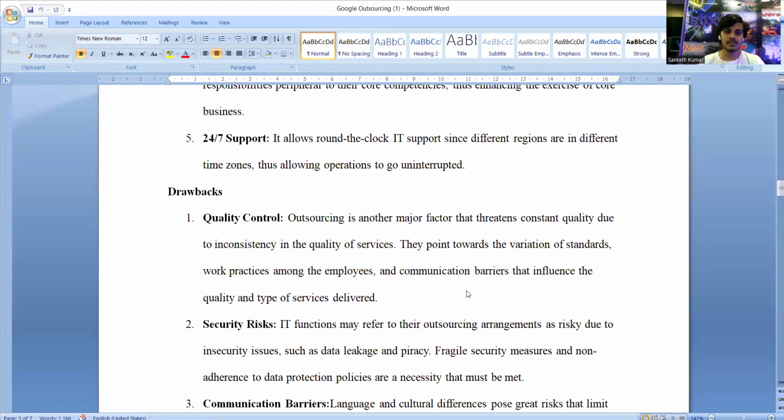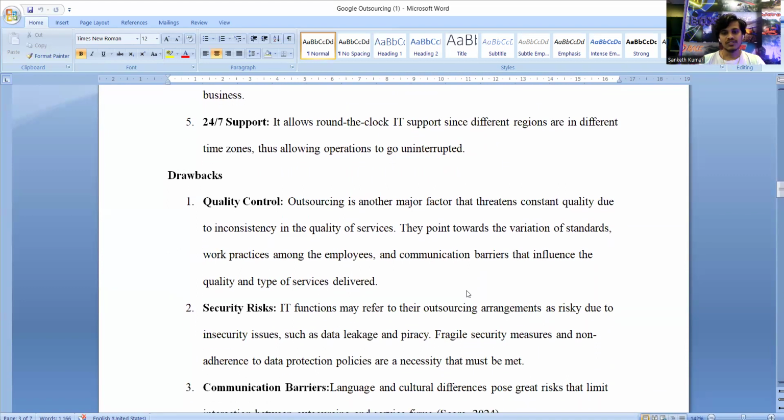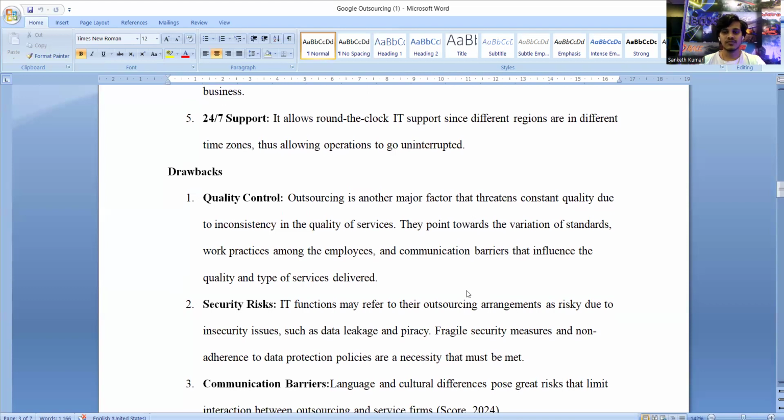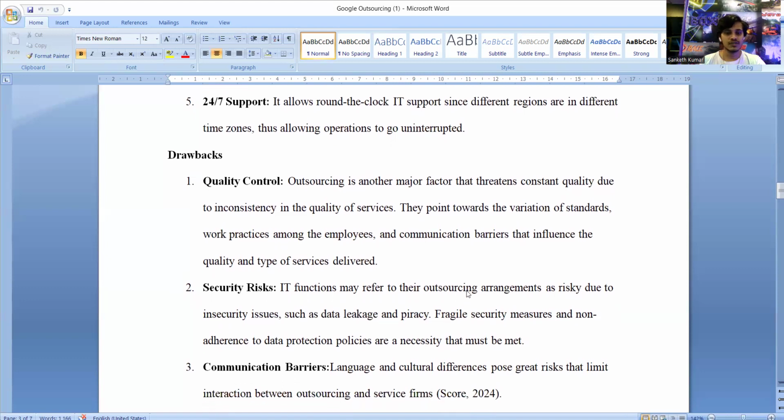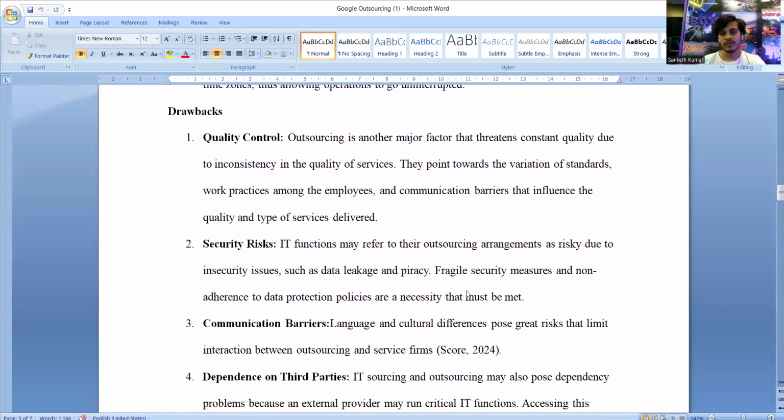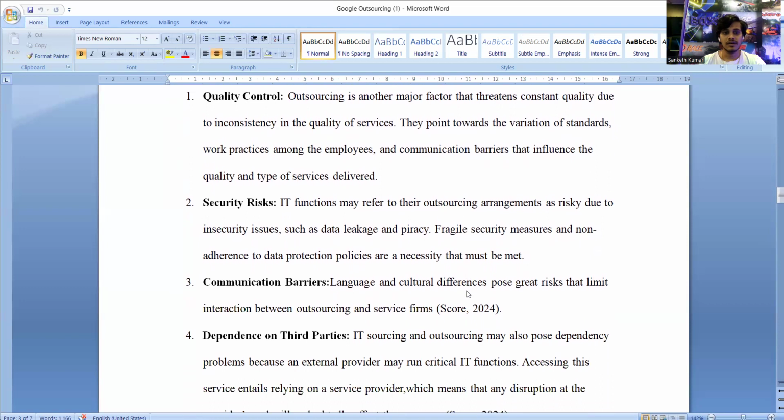When coming to the drawbacks, the quality control. Outsourcing is another major factor that prevents consistent quality due to inconsistency in the quality of services. This points towards the variation of standards, work practices among the employees, and communication barriers that influence the quality and types of services delivered. Security risk. IT functions may refer to their outsourcing arrangement as risky due to insecurity issues such as data leakage and piracy. Fragile security measures and non-adherence to data protection policies are a necessity that must be met.